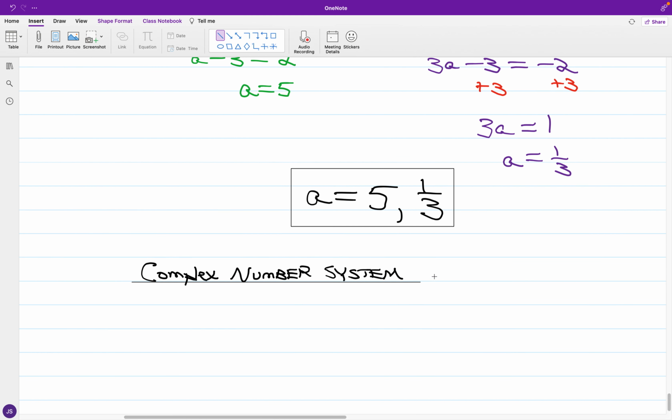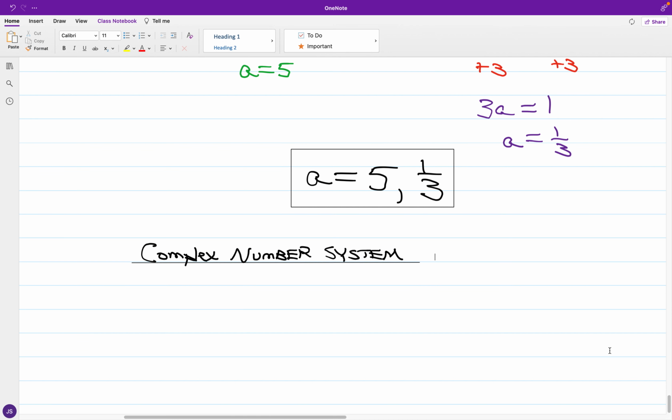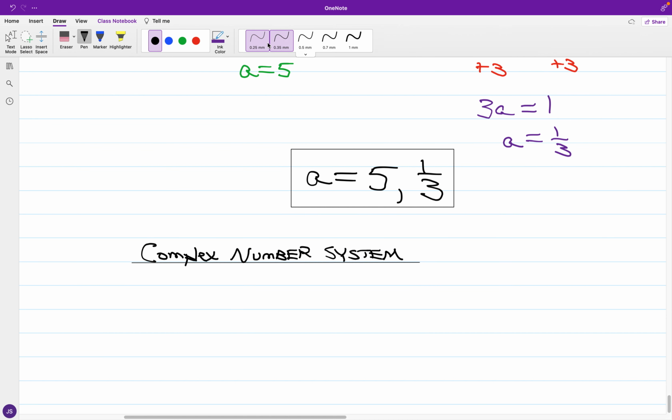Okay, for the complex number system, I was going to give you some of the tidbits we have regarding complex numbers. Now, the foundation of a complex number: some books might have it as the letter j, but most I have seen have the letter i, and i is equal to the square root of -1, and the square of i is going to be -1.